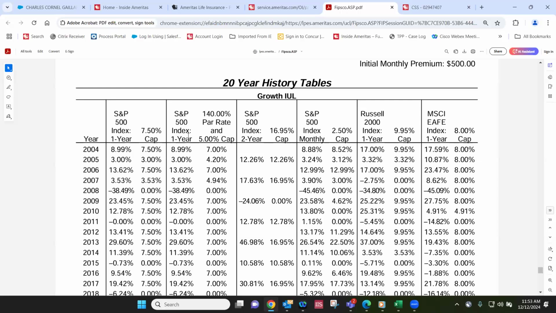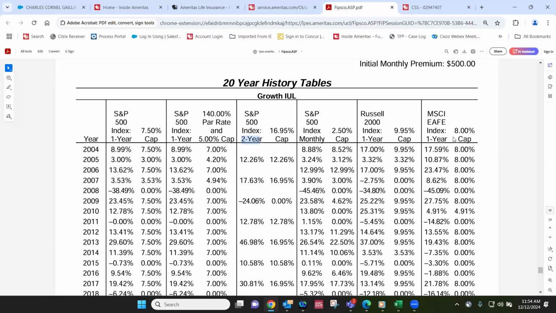Then we have another option that has a higher participation rate, but a lower cap. Then we also have a 2-year S&P 500 index point to point. Now, why is that cap so big at 16.95? Because it takes you 2 years to get that return. So 2 years, 16.95, not a bad cap. Then we have a monthly option on the S&P 500. Because that's monthly, it's a much smaller cap because, again, we're capping that out on a monthly basis.